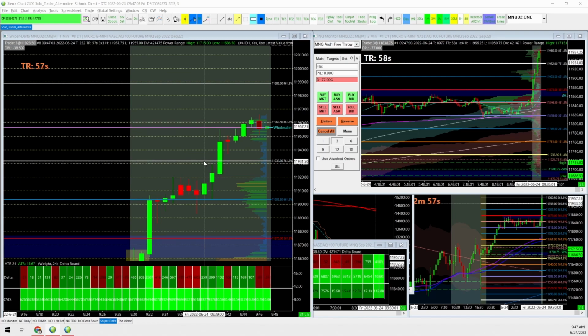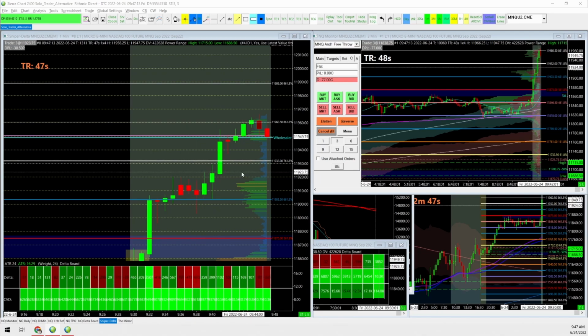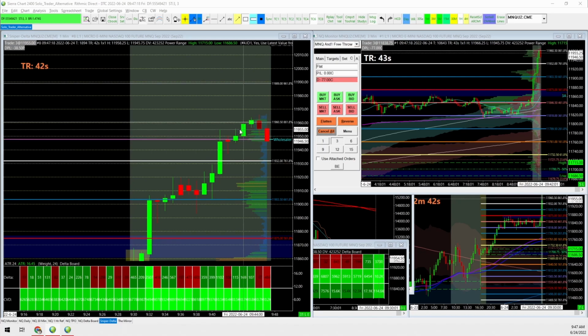All right, so we got some pullback there, but I'm hoping I don't get that trigger up there. So we got a lower low there. I don't want only a lower low. I want a lower high and a lower low as my trigger. That's the desired trigger that I look for. And this is shaping up to be a similar situation as what we got back here.